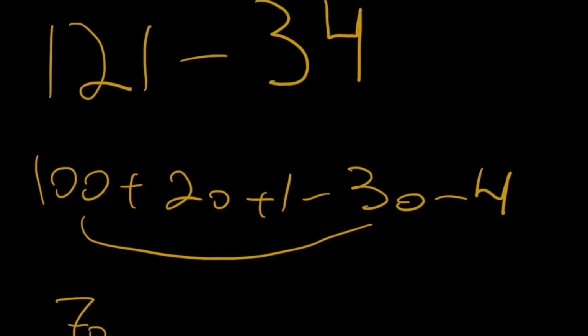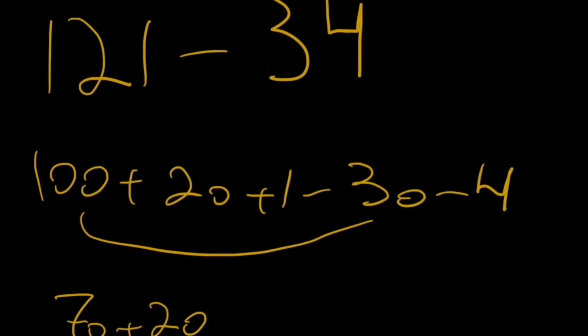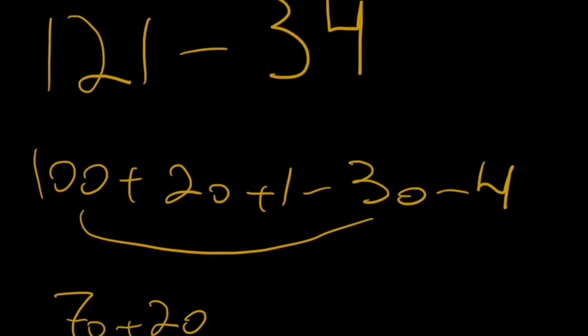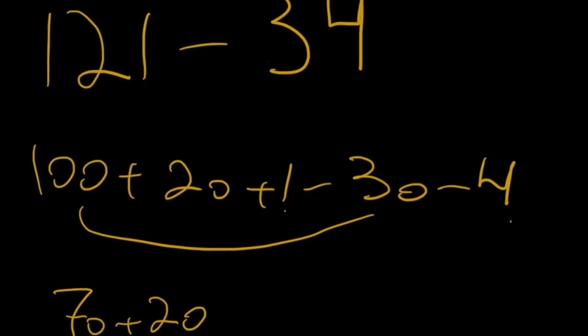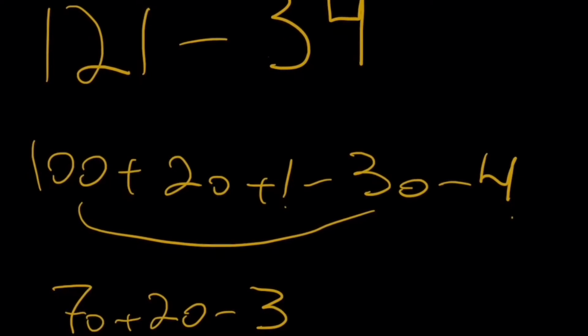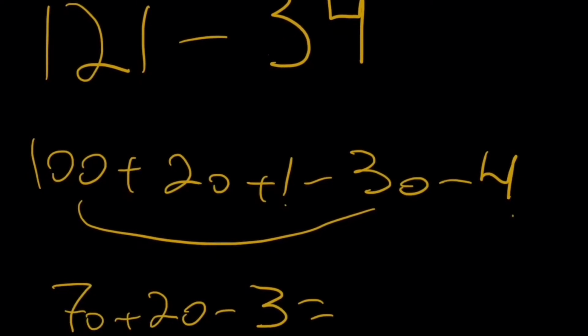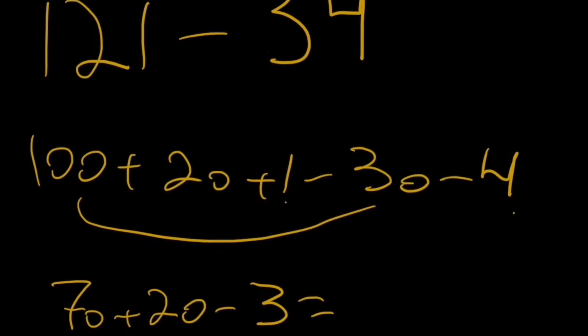And then plus 20. And then 1 minus 4 will equal negative 3. So negative 3. So 70 plus 20 will be 90, and then minus 3 will be 87.